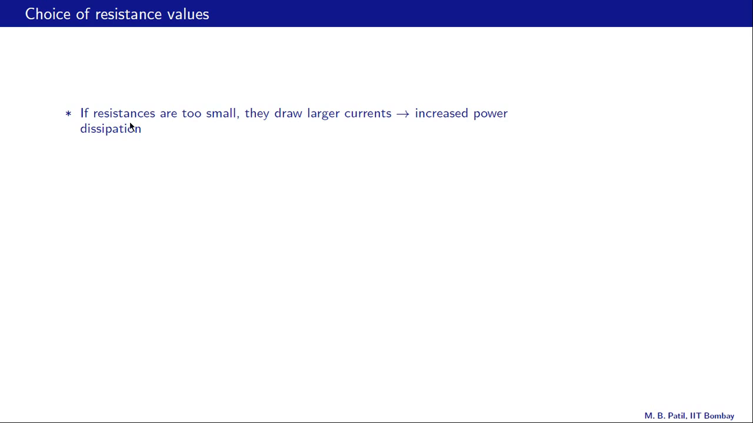If the resistance values are too small, for example, then they draw larger currents. And where do these currents come from? They eventually come from the power supply, that is VCC and minus VEE. And that leads to an increase in the power dissipation. And that, of course, is in general undesirable.